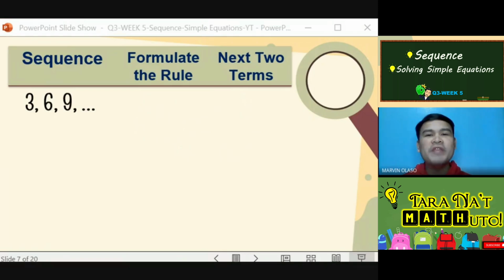Ayan. So we have now 3, 6, 9, and so on. What do you think is the rule? Ayan. And what are the next two terms?